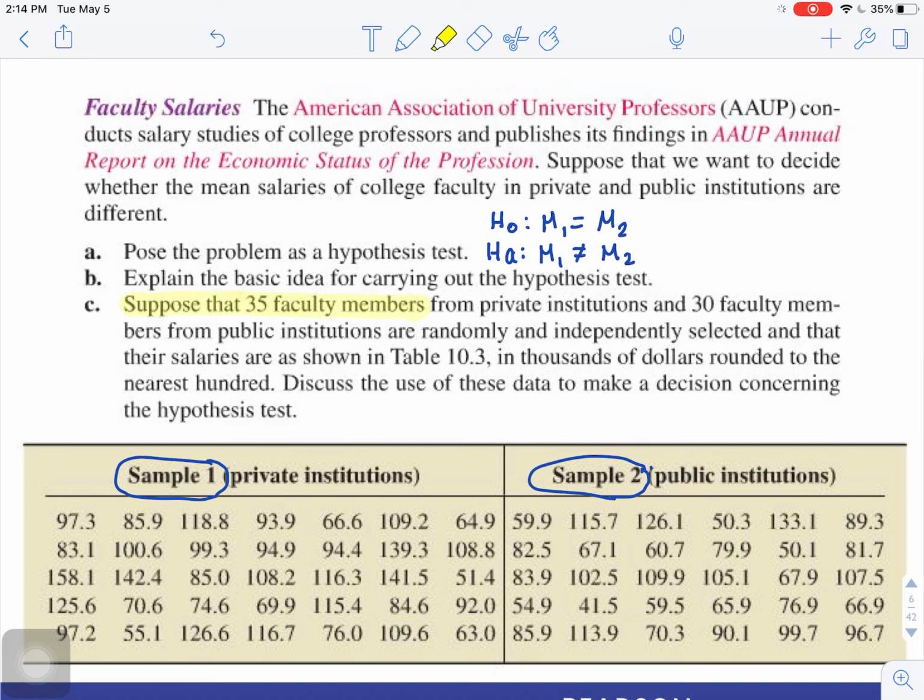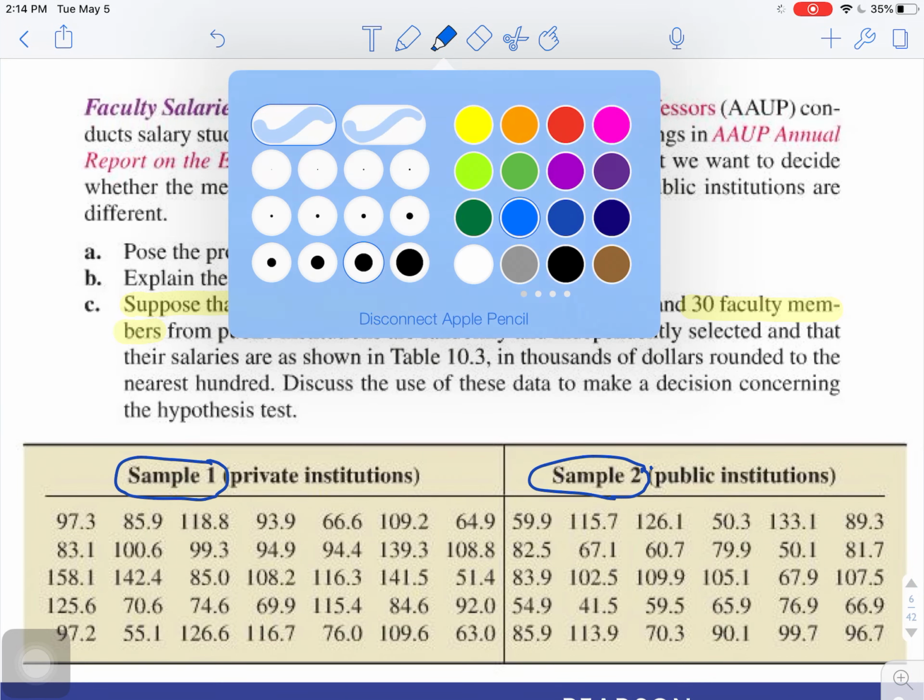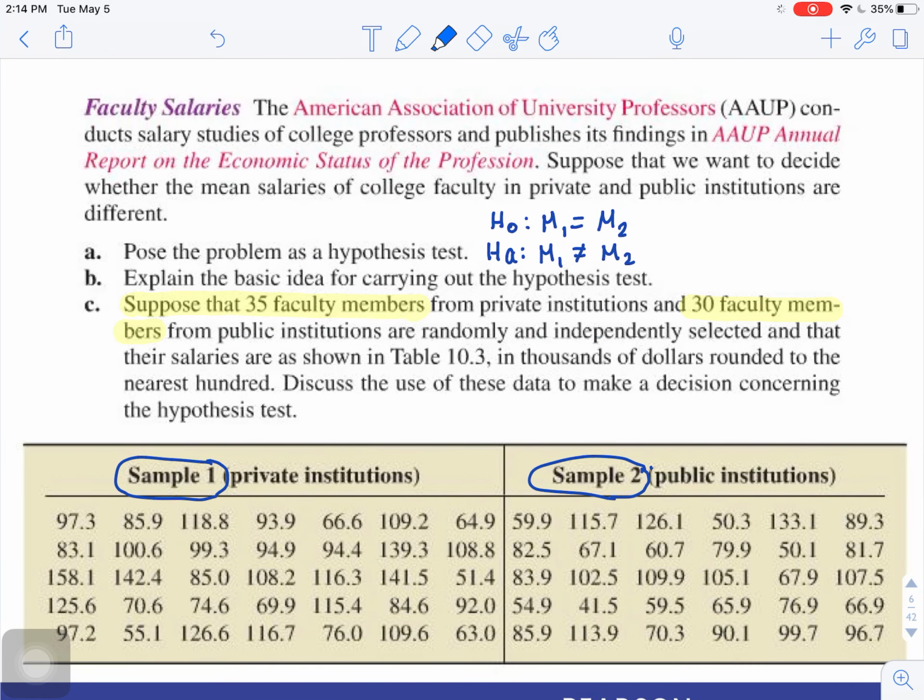It also says, suppose that 35 faculty members from a private institution and 30 faculty members from a public institution are randomly and independently selected, and that the salaries are shown below. So there's another thing that I'm looking at. I'm seeing that here we have 35 samples. So here n is going to be 35. And here, n is going to be 30.